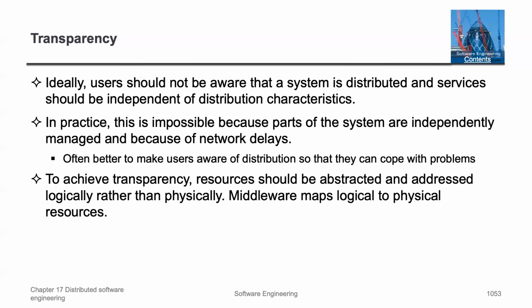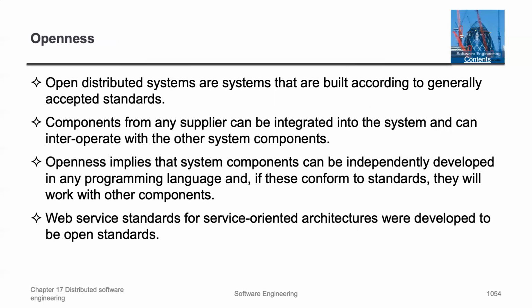For transparency, ideally, users should not be aware that a system is distributed, and services should be independent of distribution characteristics. In practice, this is impossible because parts of the system are independently managed and because of network delays. Often it is better to make users aware of distribution so that they can cope with problems. To achieve transparency, resources should be abstracted and addressed logically rather than physically. Middleware maps logical to physical resources.